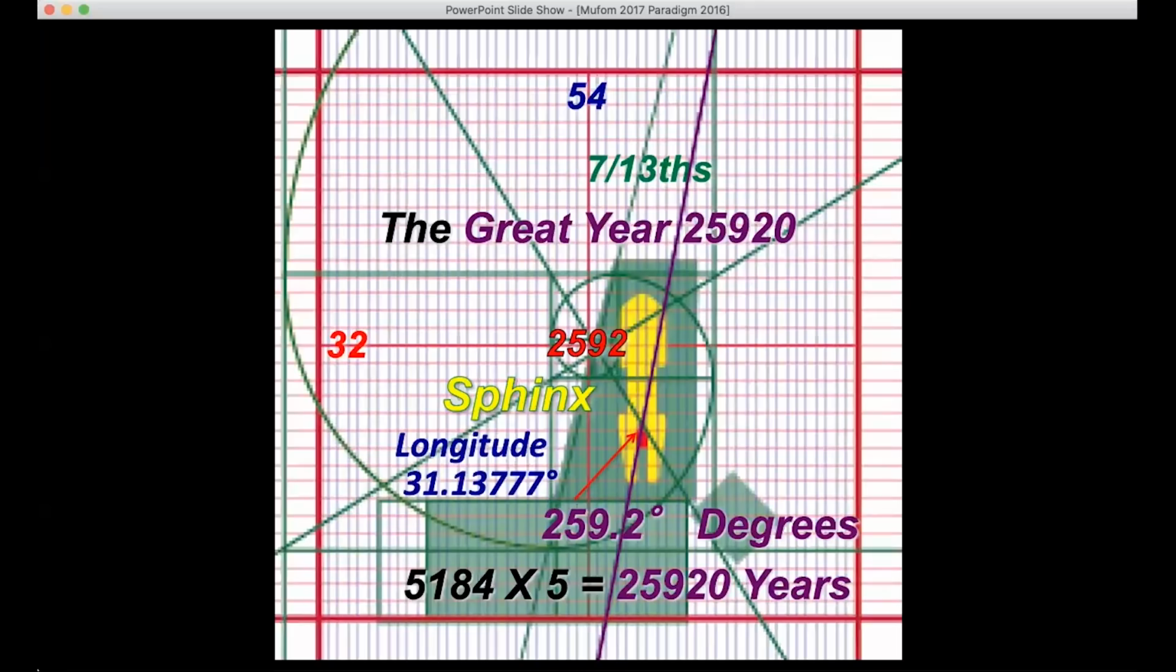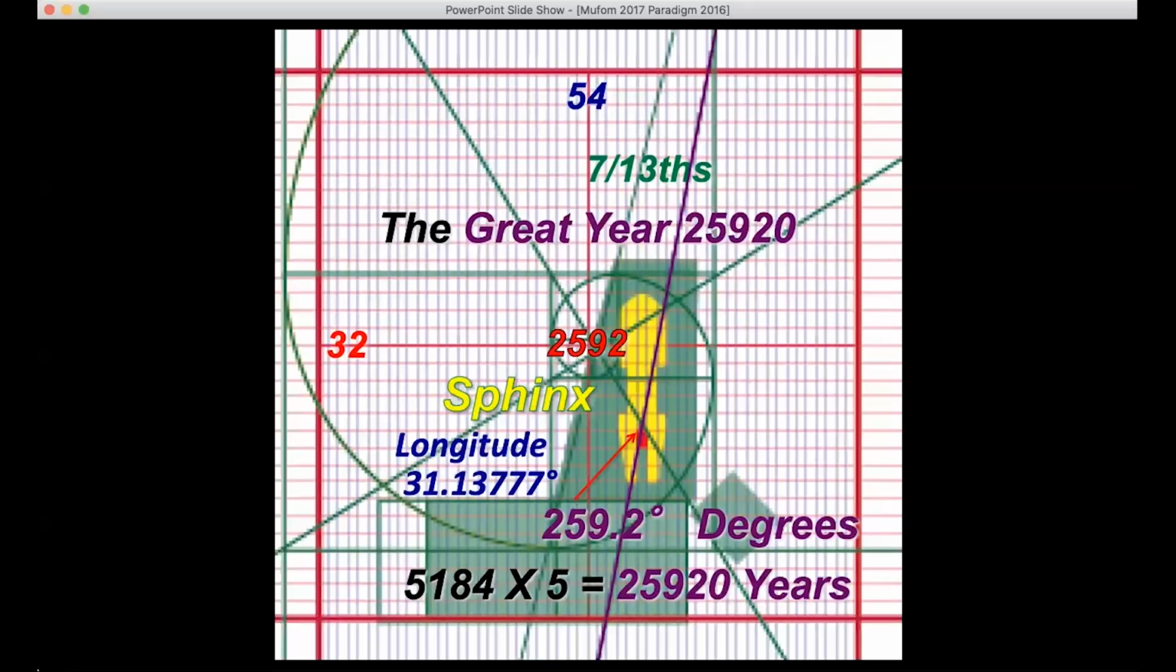All right. Yeah. Well, like I said, we're going to break this down here and show you how the Sphinx and the Fibonacci spiral all works here, and how that relates to the great year. So, what we're looking at here is our square that the Sphinx is residing in, that center of that 21st or the 44th block in our coordinate system.